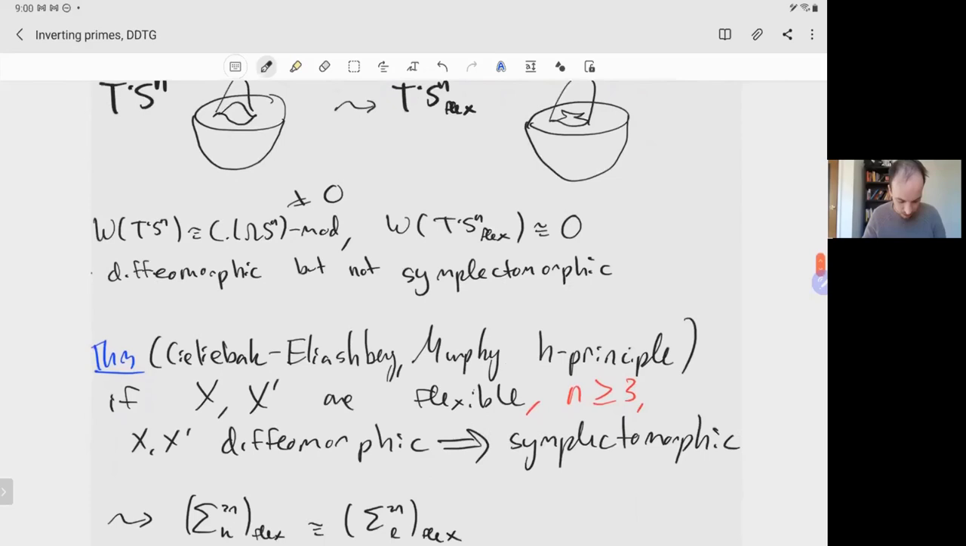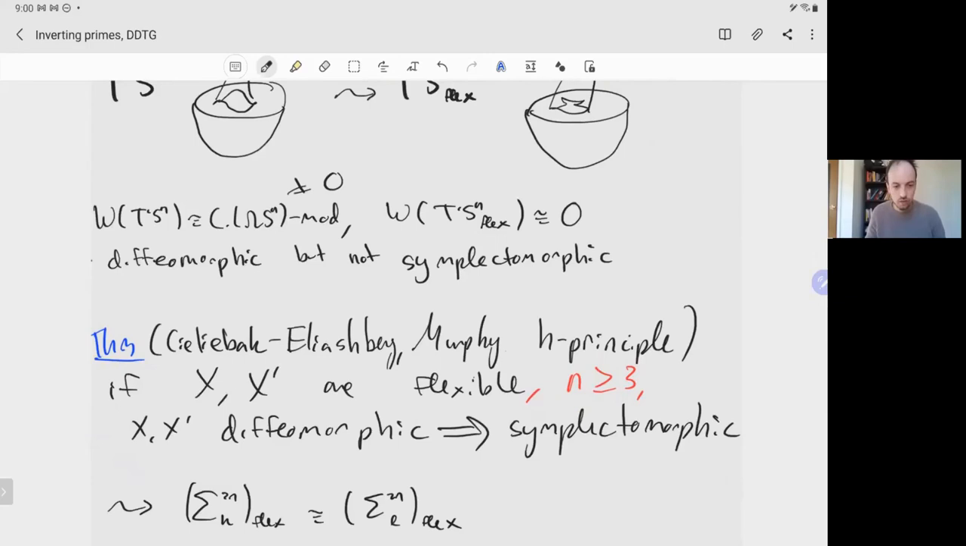So what this implies is that if you flexibilize sigma k, it actually is symplectomorphic to the flexibilization of sigma l, but you're not changing the smooth topology. So unlike in the subcritical case where you have to multiply by C, in this case, you don't have to multiply by C. You just have to add a bunch of zigzags to all your index n handles, and then you're good.